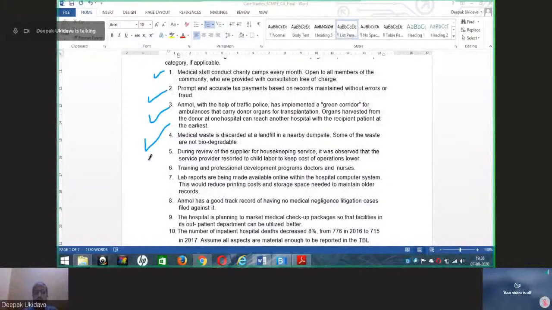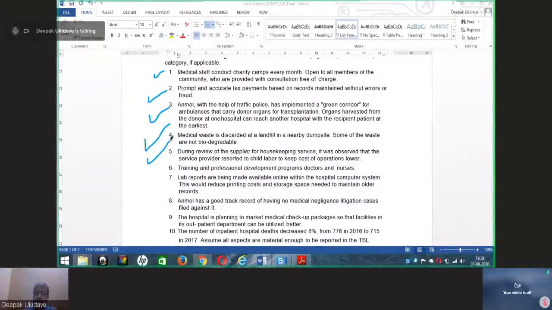Fifth one, during review of supplier for housekeeping services, it was observed that the service provider resorted to child labor to keep cost of operations very lower. Now, you know, child labor is not allowed in the country, but still there are tendencies on the part of management to involve child labor for some or the other service, some or the other small work, job work.